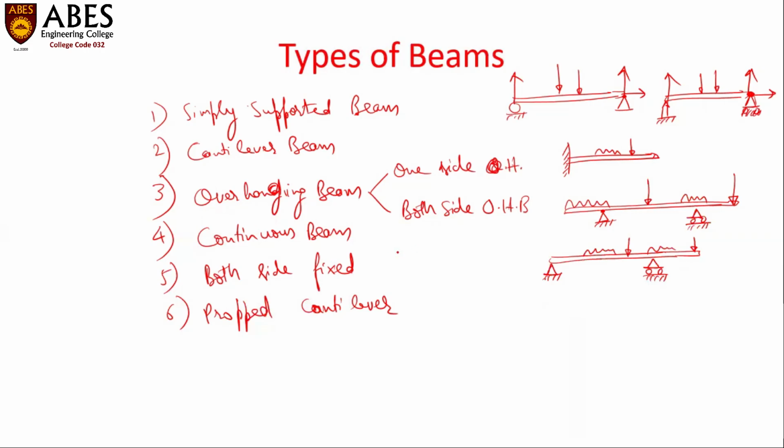Next one is the continuous beam. In case of continuous beam, what happens? There may be more than two supports on the beam. When the length is much greater than the desired length, in such case, it may be possible that we can apply more than two supports on the beam.